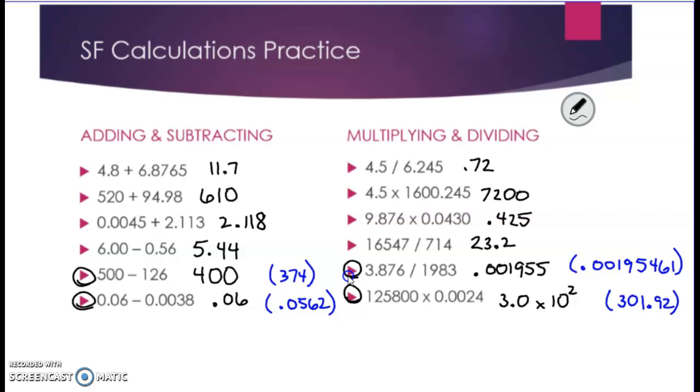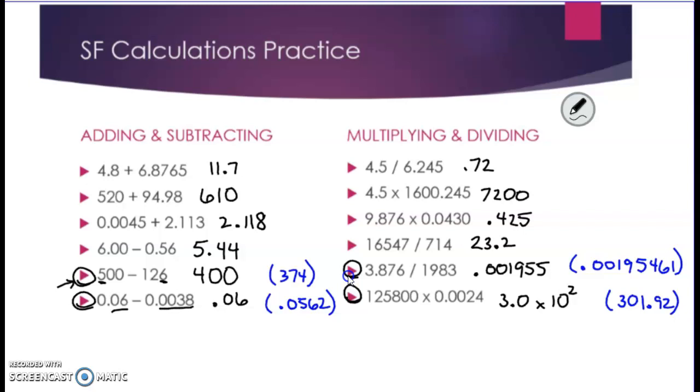So for the first one there, the correct answer is 400. This one right here, the first one I have circled. When you solve that problem, your calculator is going to provide you what I have in blue, 374. I have to focus on the least precise number in my calculation. So 500 here is the hundreds place. And then the 126 would be the ones. Well, the hundreds place is less precise than the ones, so I have to round all the way up to 400.